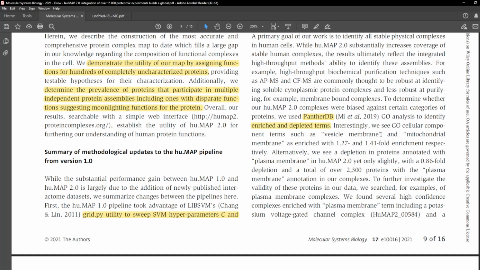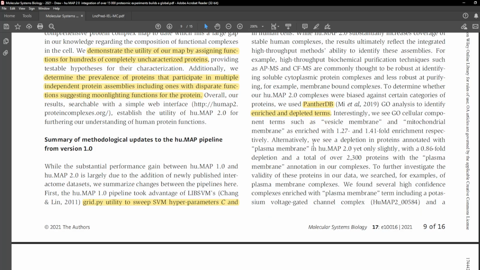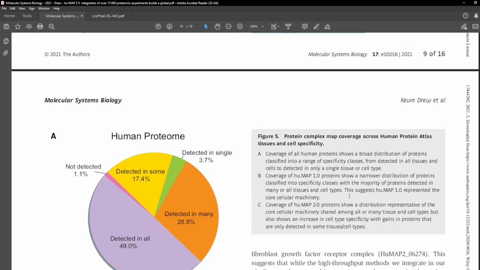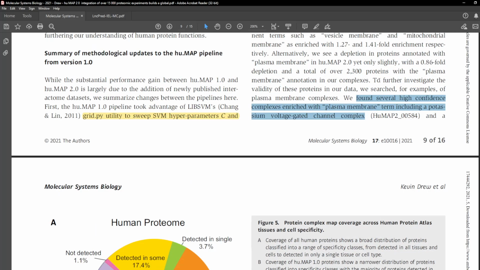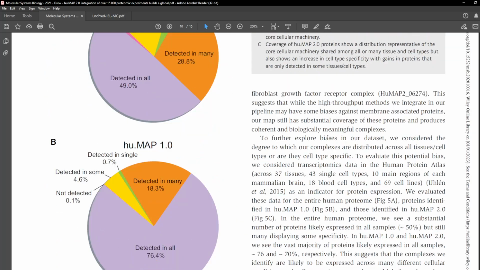To further investigate the validity of these proteins in our data, we searched for examples of plasma membrane complexes. We found several high-confidence complexes enriched with plasma membrane term, including a potassium voltage-gated channel complex, Hu.MAP 2_0584, and a fibroblast growth factor receptor complex, Hu.MAP 2_06274. This suggests that while the high-throughput methods we integrate in our pipeline may have some biases against membrane-associated proteins, our map still has substantial coverage of these proteins and produces coherent and biologically meaningful complexes.